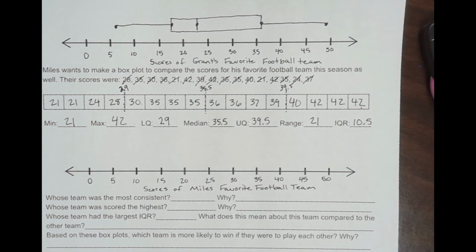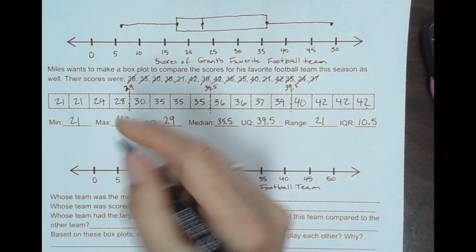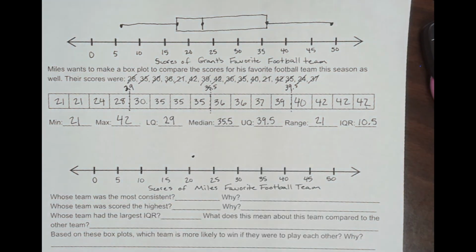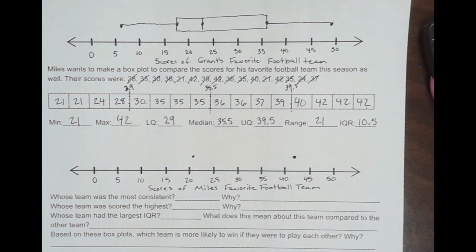Now it has a title. Let's go ahead and make our box plot. You need these 5 pieces. So we have to have the minimum, which would be at 21, so just a little bit above 20. Maximum at 42, so a little bit ahead of 40.